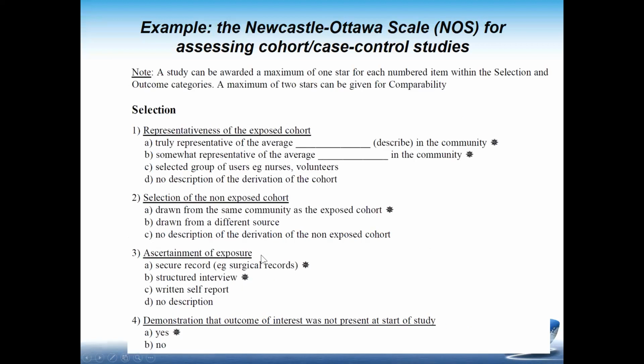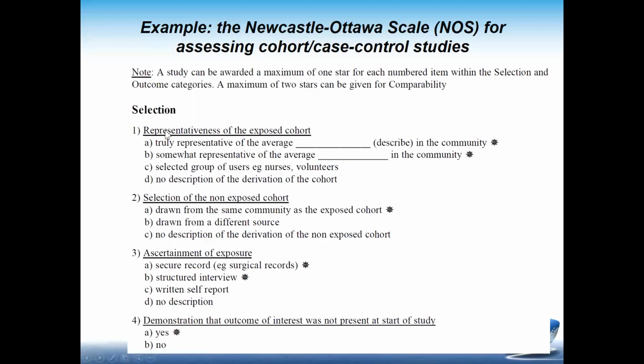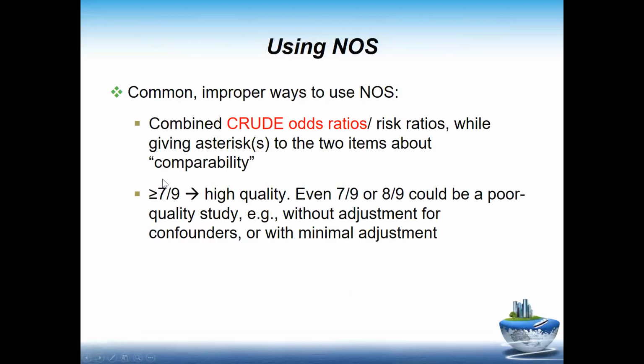The highest possible score for the Newcastle-Ottawa scale is 9. So you can see there are 8 questions, but for the comparability question, you can give up to 2 scores, 2 asterisks, to the study. So the highest possible score is 9.